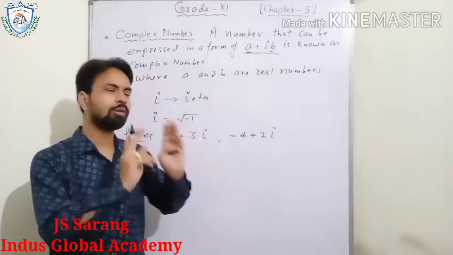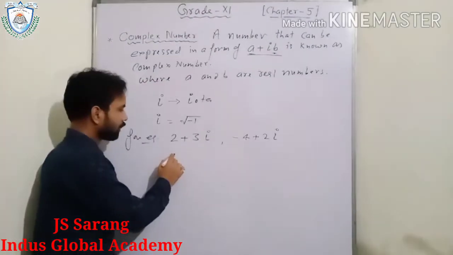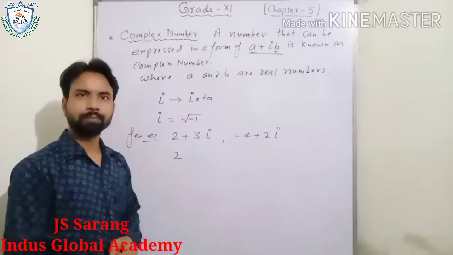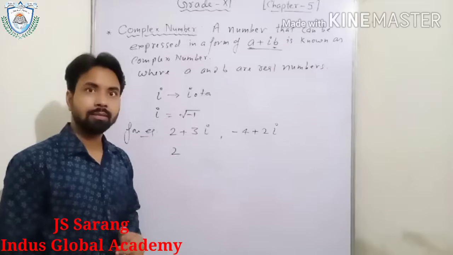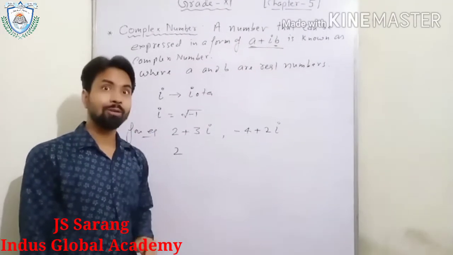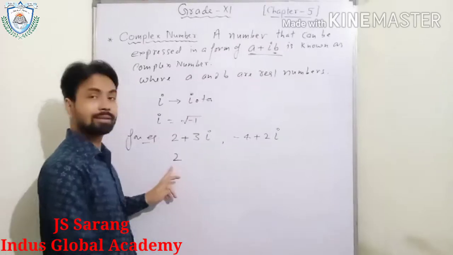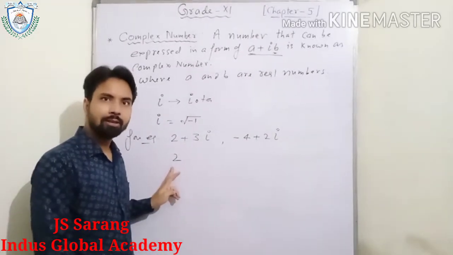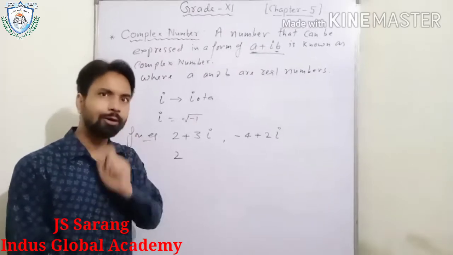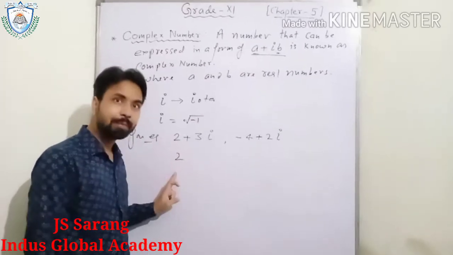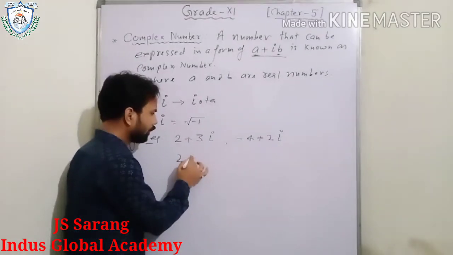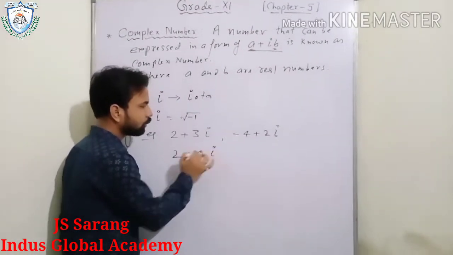Understood? Now my question is, what do you think? Is 2 a complex number or not? Yes, 2 is a complex number. But now you are thinking, sir, this is not in the form of a plus ib, so how can we say that this is a complex number? You are wrong. It can be expressed in the form of a plus ib. How? 2 plus 0 into iota.